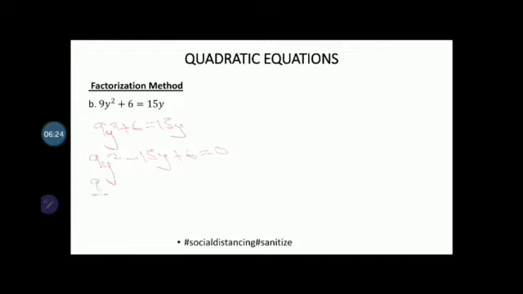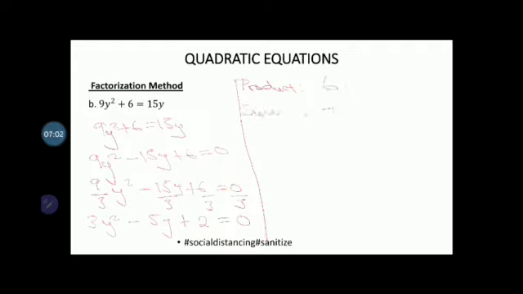We're going to have 9 over 3 y squared minus 15y over 3 plus 6 over 3 is equal to 0 over 3. That way 3 into 9 is 3y squared minus 3 into 5 is 5y plus 3 into 6 is 2, which is equal to 0. Now we are dealing with much smaller numbers. And in this case, our product is 6 and our sum is minus 5.